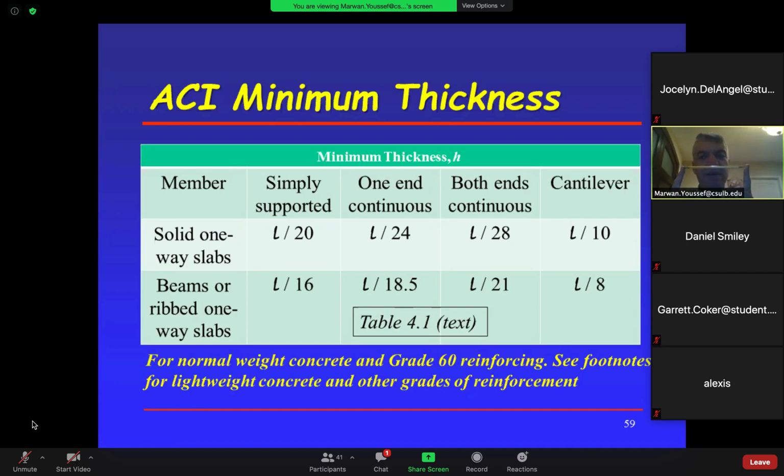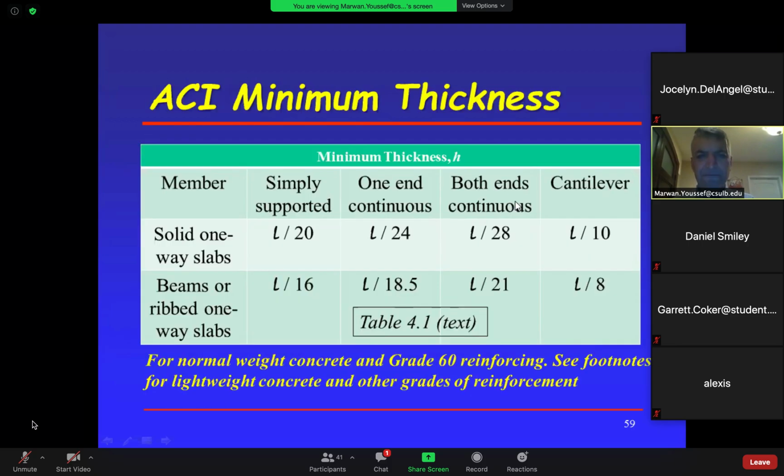Or we have 5 spans. So that's not our column. One end continuous, both ends continuous, and then cantilever. We know what a cantilever is, right? This is a cantilever. We don't have that. Cantilever is a balcony, a balcony sticking out. We don't have cantilever. We don't have simply supported. But we have one end continuous and both ends continuous. We have both of those.